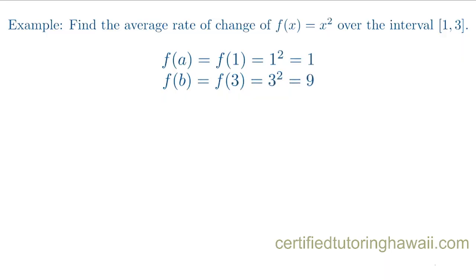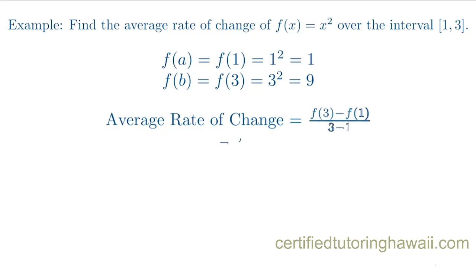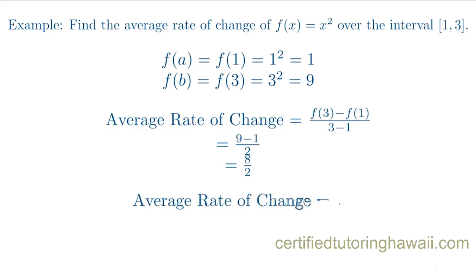Now we can plug these values into our average rate of change formula. The average rate of change is f of 3 minus f of 1, all over 3 minus 1. This gives us 9 minus 1 in the numerator and 3 minus 1 in the denominator, which simplifies to 8 over 2. So our final answer is 4. The average rate of change of f of x equals x squared over the interval from 1 to 3 is 4. What does this mean?